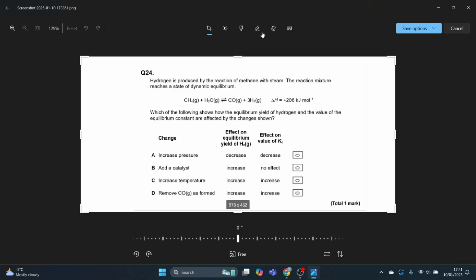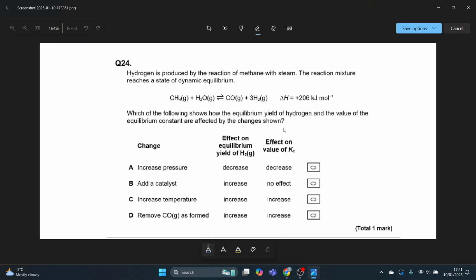Question 24. Which of the following shows how the equilibrium yield of hydrogen and the value of the equilibrium constant are affected by the changes shown? Effect on equilibrium yield. The reason I cross both of them out, and I can also cross out D. So now what does that leave me with? C. Because only temperature can affect the value of Kc.